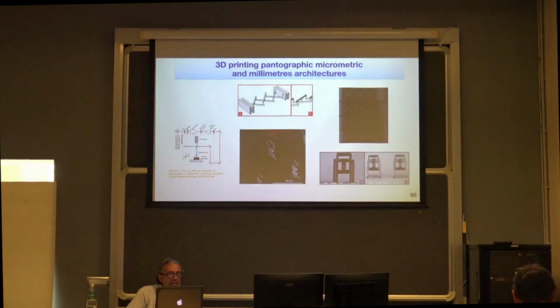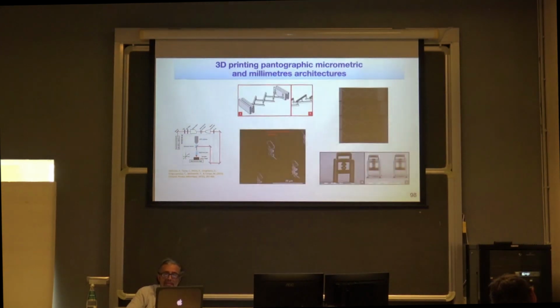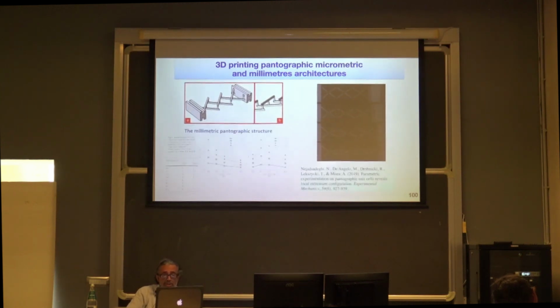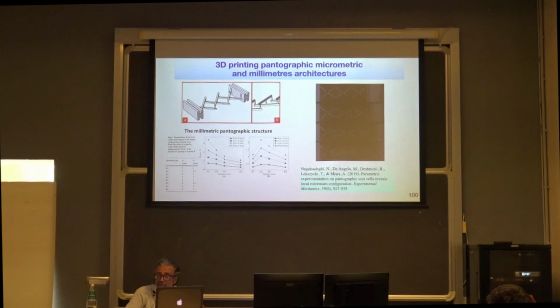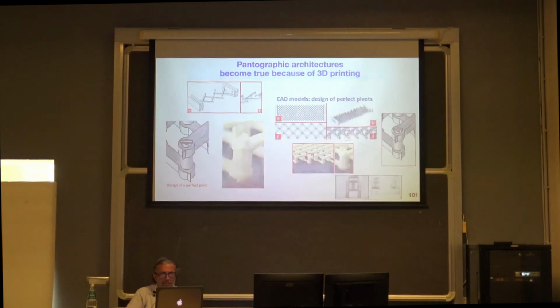Then, using multiphoton lithography, we printed micrometer pantographic modules, and in the lab of Anil Misra, we have checked that millimetric pantographic modules have the same behavior as micrometric pantographic modules, which means that the idea can be used for building materials having a very small microstructure. Not only that, you can choose the pivot dimension in order to optimize the exerted force of the macro system. This is to show you that we are doing experiments.